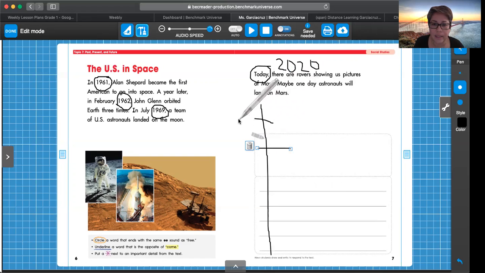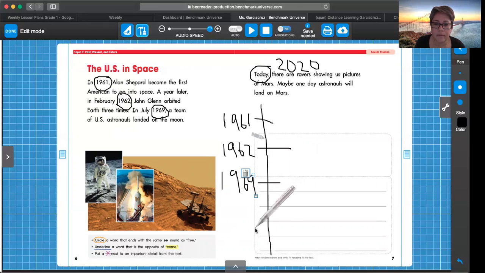So I have 1961, 1962, 1969. And finally, 2020. So that's today. Now, this is a timeline with 4 different dates.